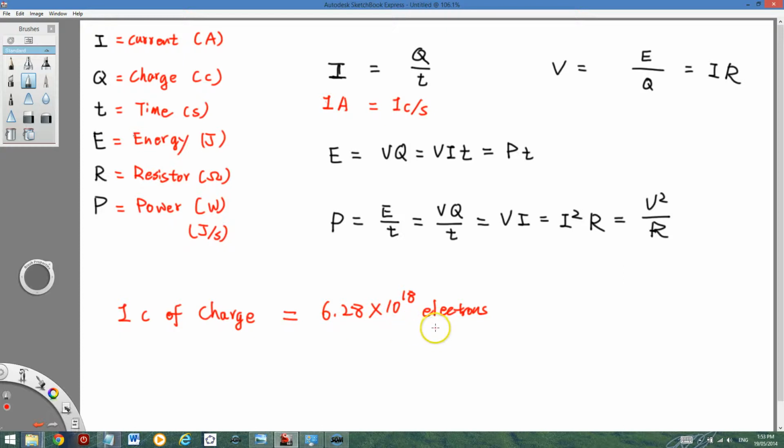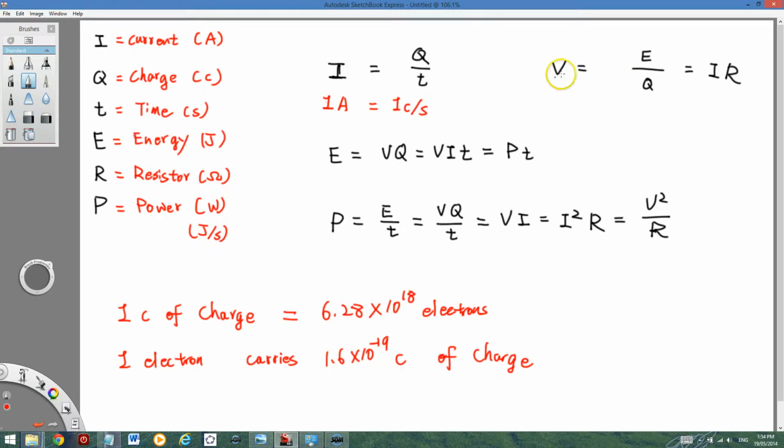Now on your cheat sheet, one more important thing. Also write down that a single electron carries 1.6 times 10 to the power of minus 19 coulomb of charge. Make sure you have both values on your formula sheet so you know how to use them.